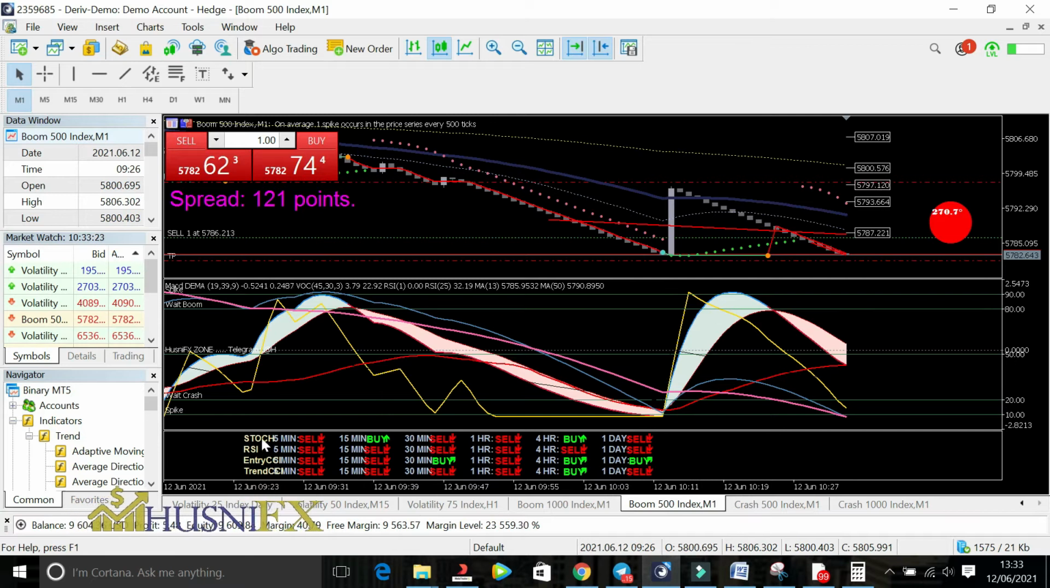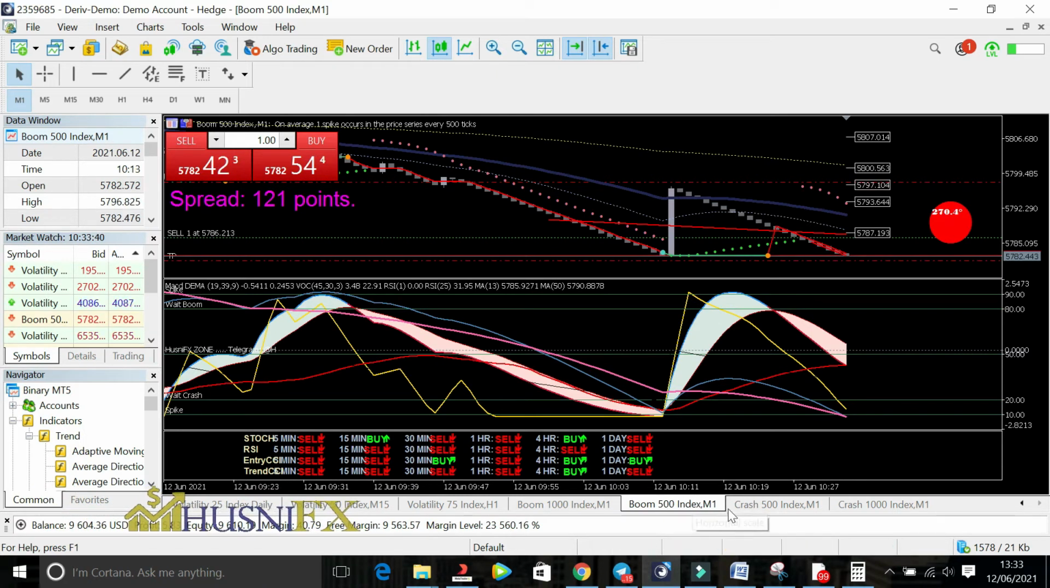If you trade in stochastic or RSI, the RSI is showing, you see 5 minutes is selling and we are selling at 1 minute. So if 5 minutes is selling and 15 minutes is selling and 30 minutes is selling, 1 hour is selling, 4 hours is selling, daily is selling, then we have a chance on this one for selling. So that is really potential.